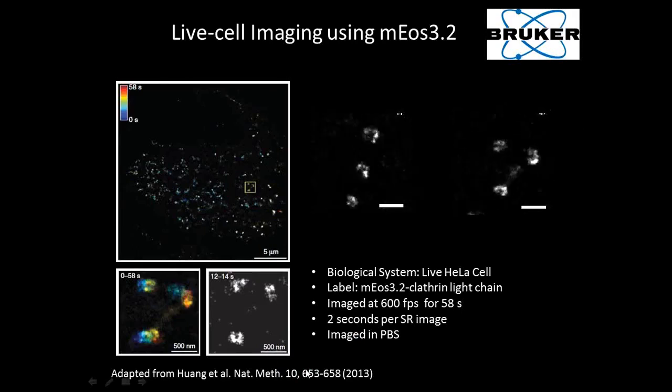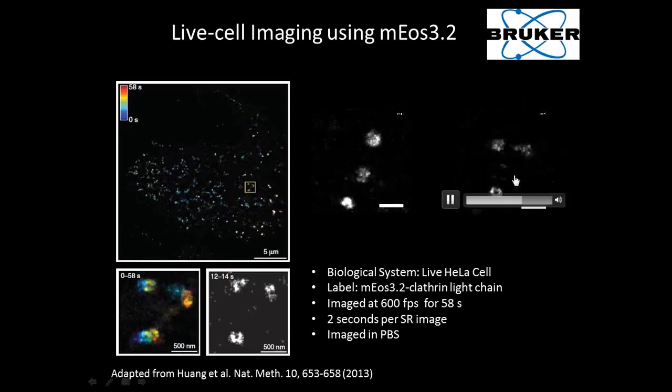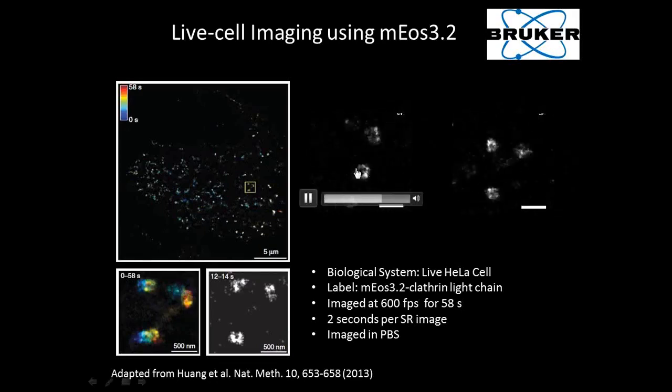Joerg Bewersdorf's lab at Yale. So they recently published with Eos 3.2 clathrin. And so you can see this was actually imaged at a really high rate. So this was imaged at 600 frames per second, and 2 seconds worth of data was pooled. And of course, this is imaged in PBS. So if you looked at the data all at once, you can see it's blurred. So if you pool the data into 2-second intervals, you can start seeing the little clathrin-coated pit and how it's moving as a function of time.